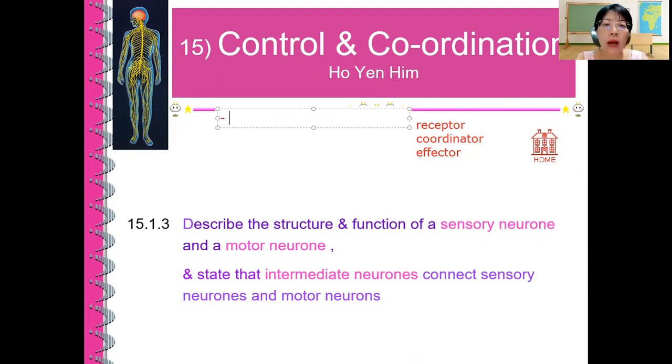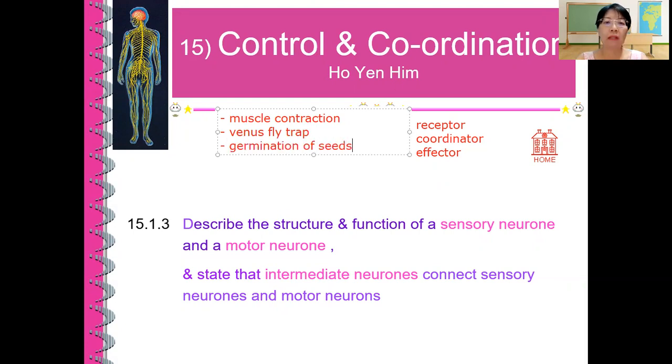So for the control, in this chapter I'm going to learn about muscle contraction. So the control leads to muscle contraction, and also the closure of the Venus flytrap, and also germination of seeds, right? So control and coordination. So in today's lesson, we're going to describe the structure and function of a sensory neuron and motor neuron, and state that intermediate neurons connect sensory neurons and motor neurons.